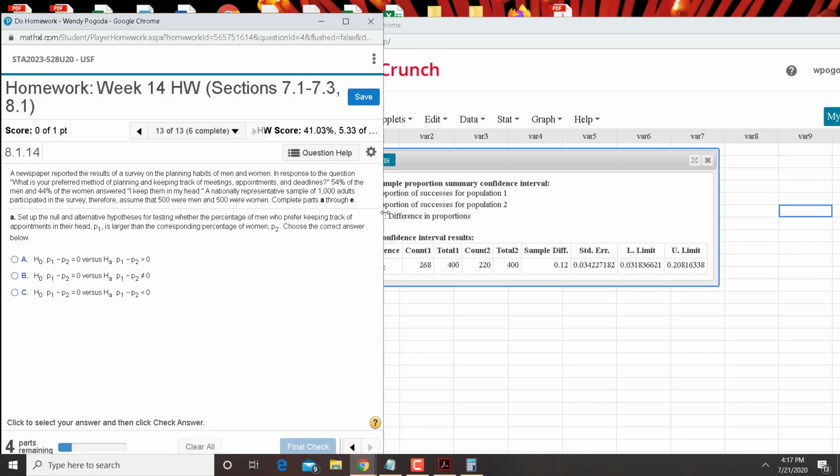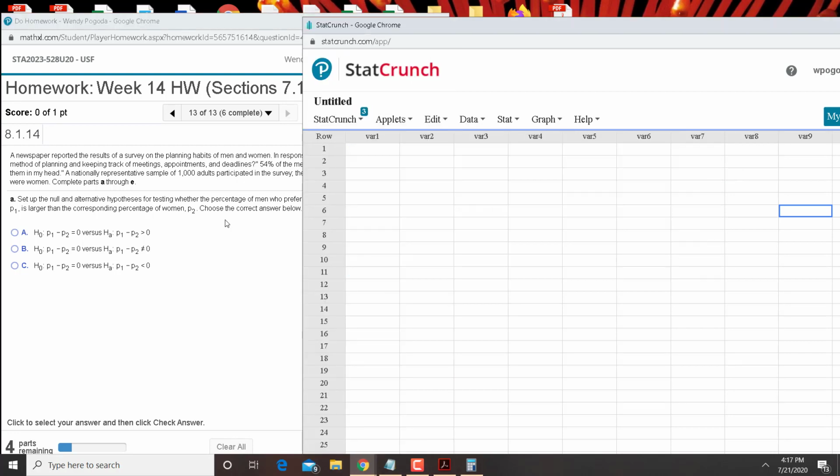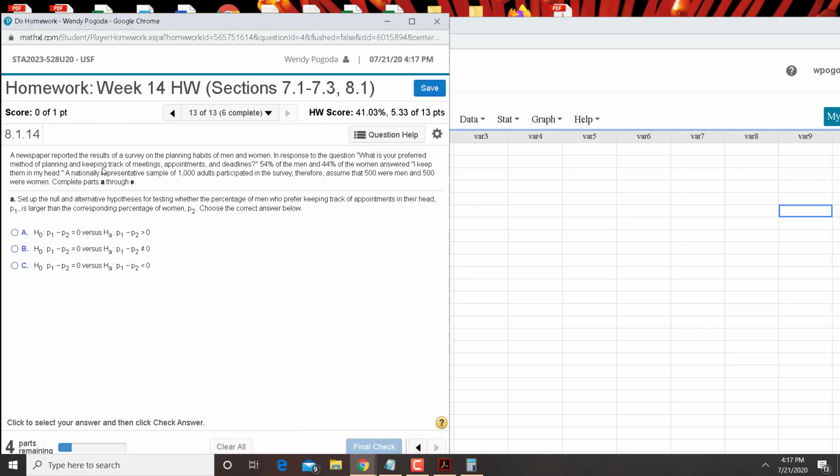Okay, number 13. Kind of similar, but this time we're just doing hypothesis testing, and there's a story involved, making it a little bit more interesting. All right, quickly reading the story here. It says a newspaper reported the planning habits of men and women. As far as what's your preferred method for keeping track of meetings and such, 54% of men and 44% of women said, I keep them in my head. So just assuming that the sample size was 1,000 and there's 500 men and 500 women, this was an assumption, but that's okay, we can go with that.